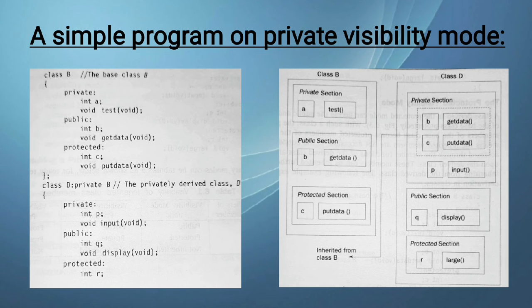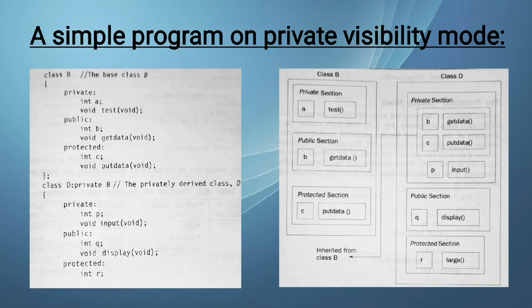Okay, so on the right hand side in the block diagram you see the class P. Here under the block section you see a private section, so you have the data member and the member function test, which is private. Then under the public section you have B and get data, and under protected you have C and put data. Now these two, public and protected, will be inherited to class D. If the derived class D meets the requirements of this public section and protected section, it is able to access it.